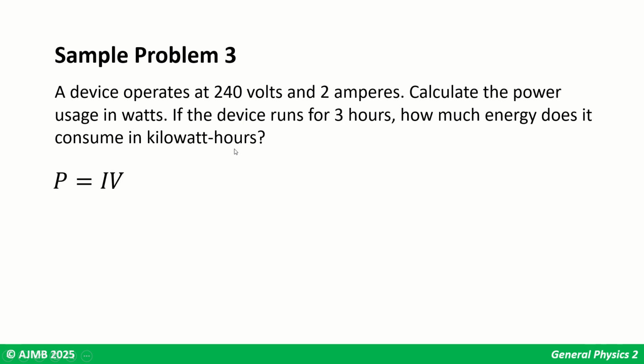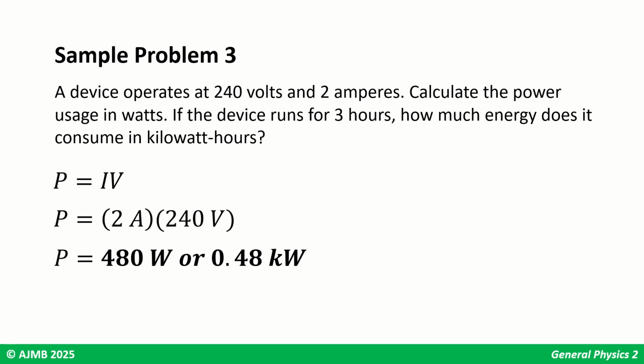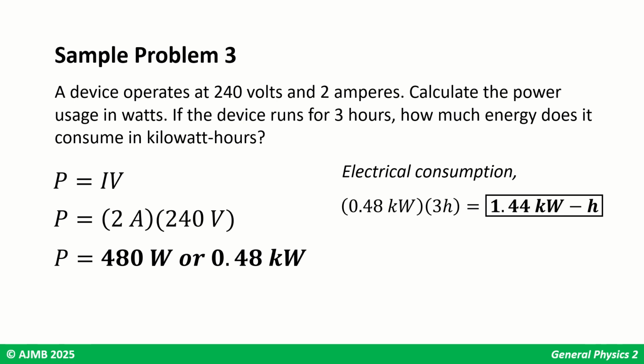Okay, first power. Let's solve for power. We have voltage and current, so I guess we're just multiplying them. That's 480 watts, let's convert that to kilowatts. So that's 0.48 kilowatts. Okay, so we already have kilowatts here. We said that the unit for energy consumption is kilowatt hour. So in order to arrive at this unit, we just have to multiply by 3 hours, right? So our electrical consumption is just multiplying the 0.48 kilowatts times 3 hours. That's 1.44 kilowatt hour. That's our answer.